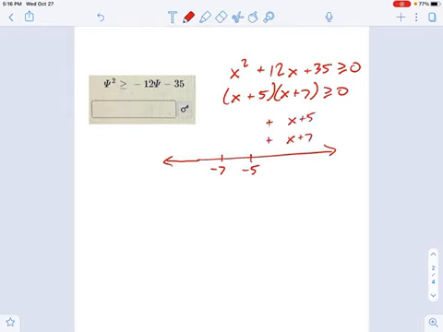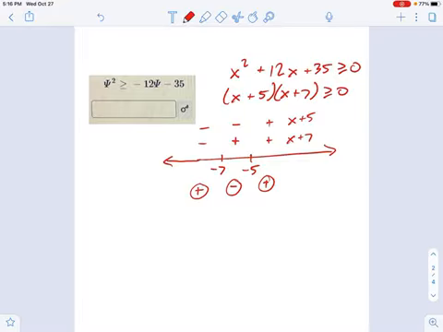And where are they positive? They're both positive above negative 5. Below negative 5, x plus 5 turns negative, but x plus 7 is still positive. And below negative 7, now they're both negative. So you multiply those together, and we get positive, negative, positive.